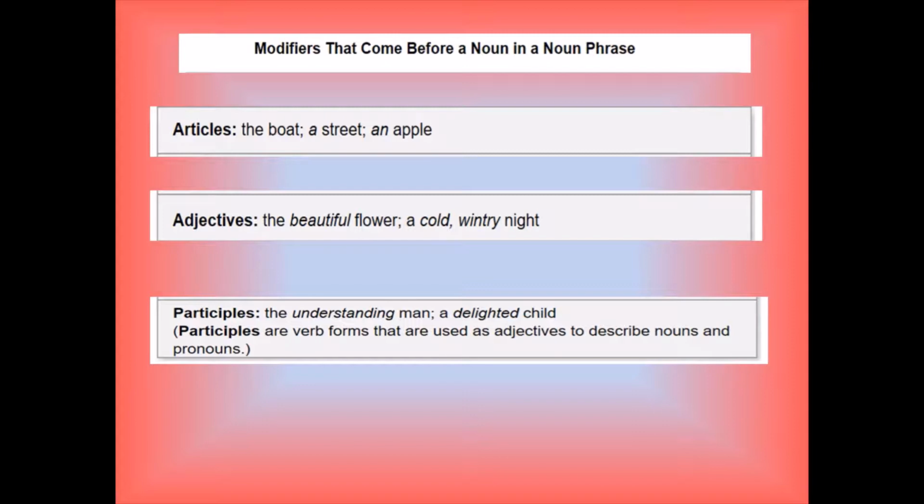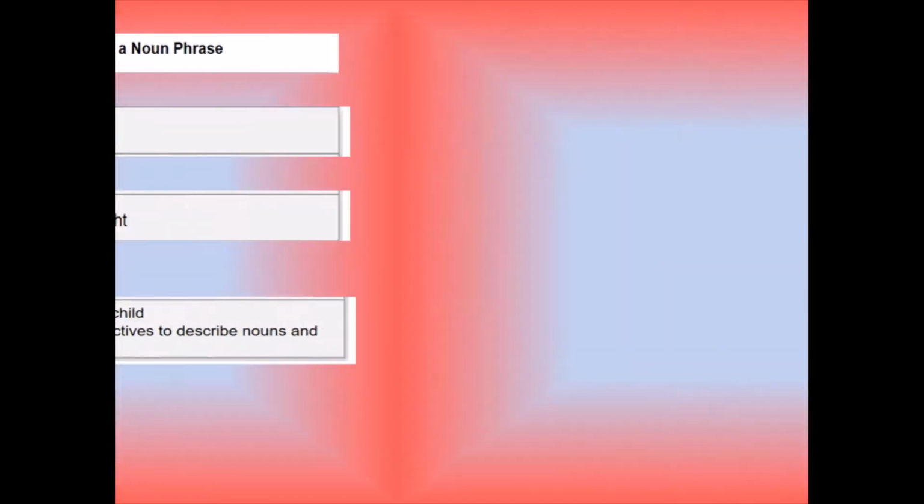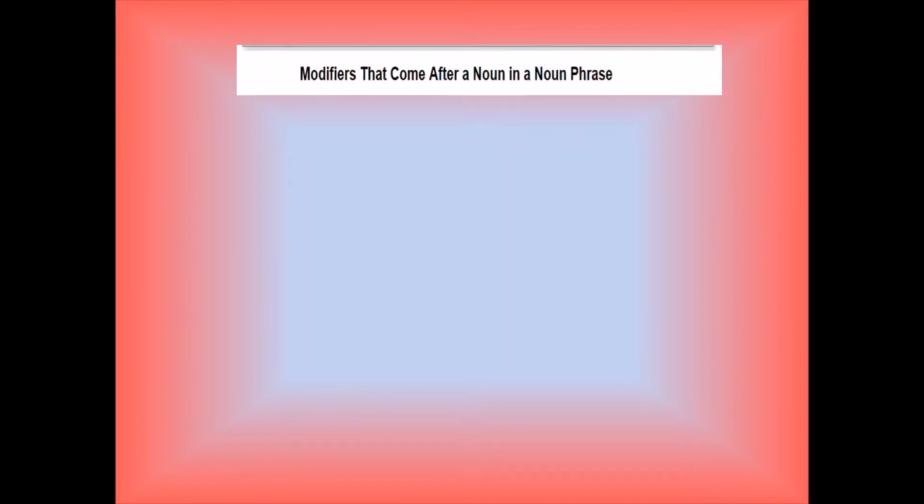Next one, we have a delighted child. The word delighted refers to the word or noun child. Aside from modifiers that come before a noun in a noun phrase, we also have modifiers that come after a noun in a noun phrase.